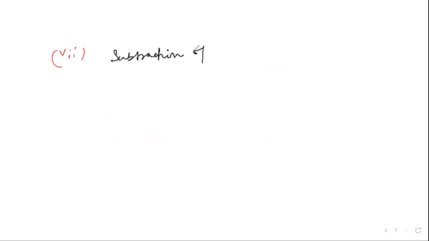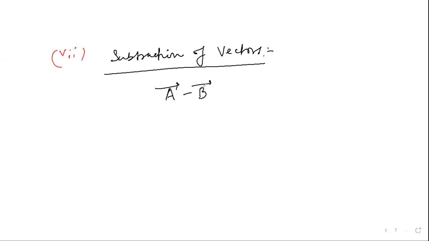Subtraction of vectors. Suppose I have to subtract vector B from vector A, how do we do that? We add to A the negative of B, because A minus B is the same as A plus minus B. So to get this vector, to subtract B from A, we add minus B to A.